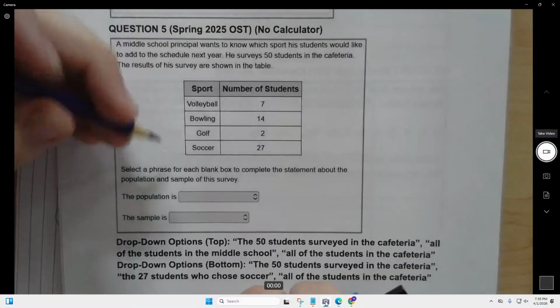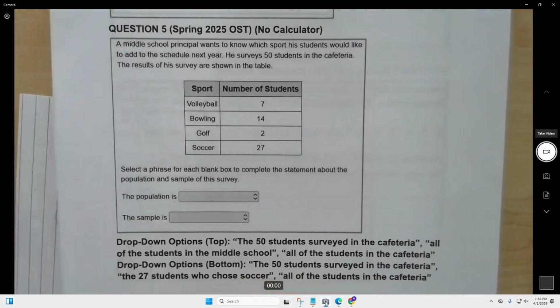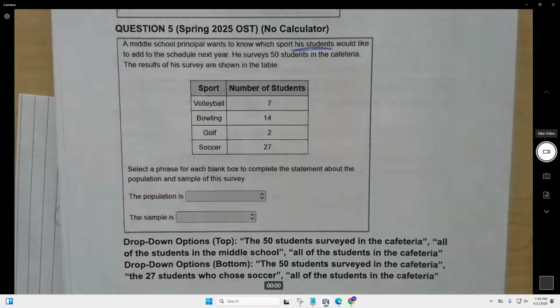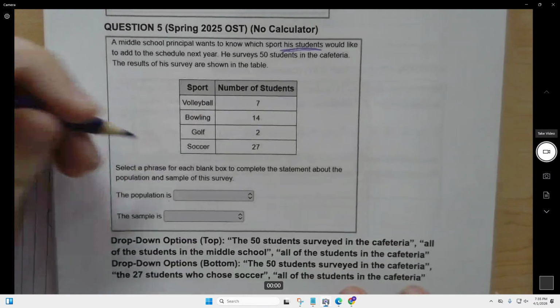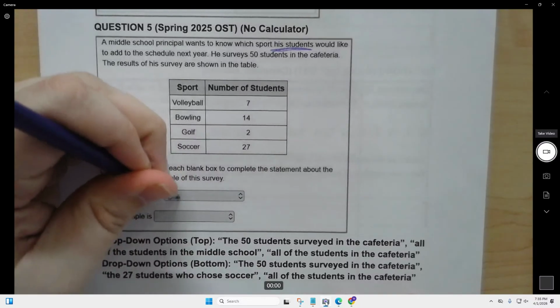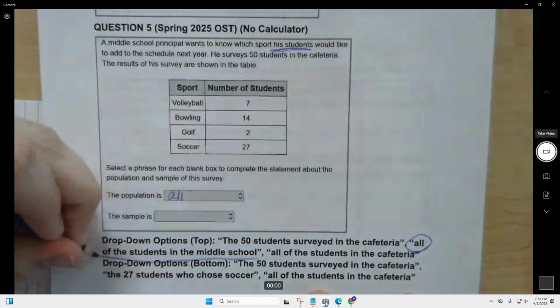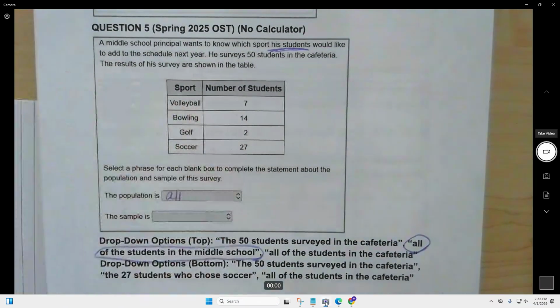So the population is blank, okay? You want to know the opinion of everybody, okay? His students, not a specific section of students, just his students. So his population is all of the students in the school, because he doesn't specify whose opinion he wants. He just wants the opinion of the students.